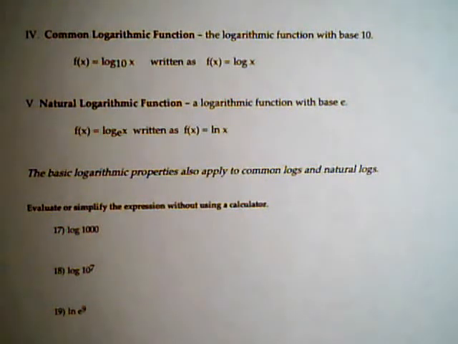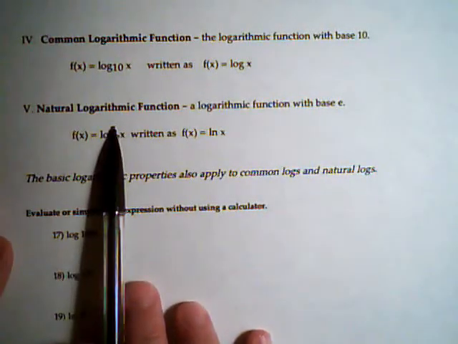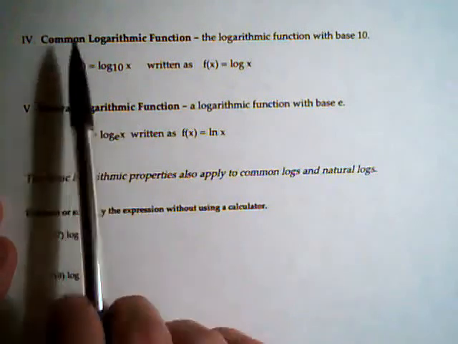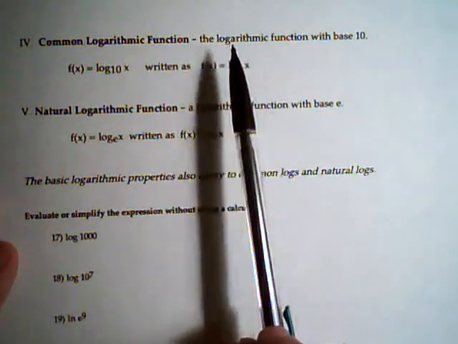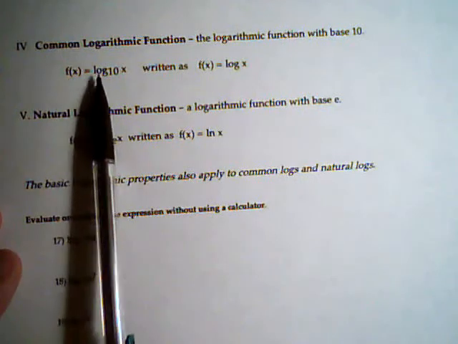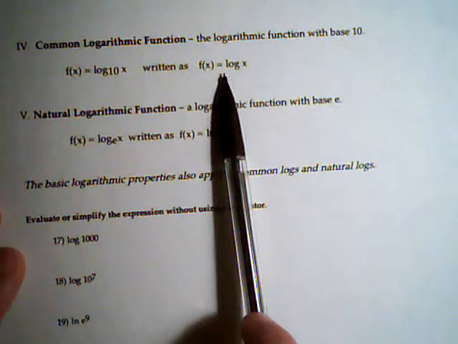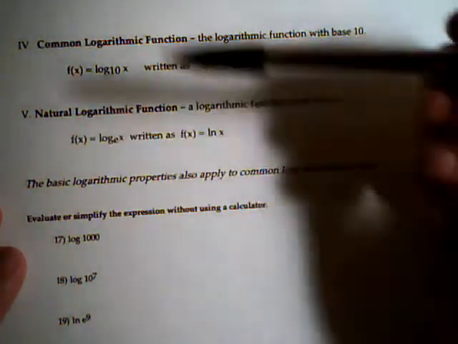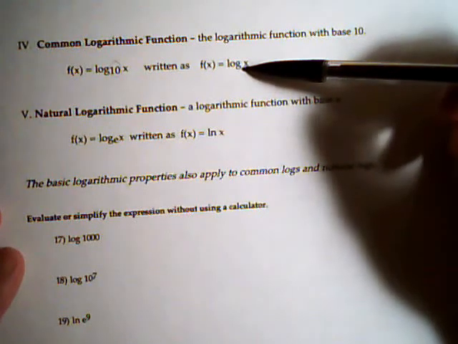Okay, we're going to finish up with what's called the common logarithmic function and the natural logarithmic function, and look at some of these properties that go along with those also. The common logarithmic function is basically just a logarithmic function that has a base of 10. So we have f of x equals log base 10 of x. We write it as f of x equals log of x. We don't usually write the 10. It's understood if you do not see a base that you have a log of base 10.